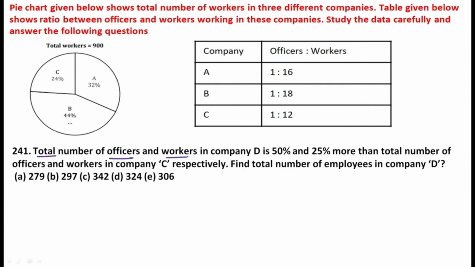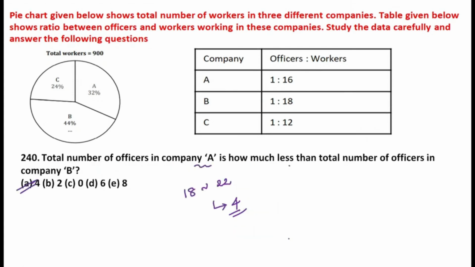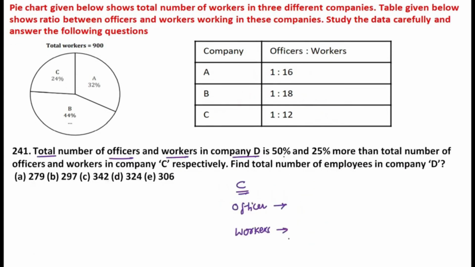The total number of officers and workers in company D is 50% and 25% more than the total number of officers and workers in company C respectively. Now see, I am taking company C. So number of officers and number of workers. See, as per the data, 216 is the workers and 18 is the officers.